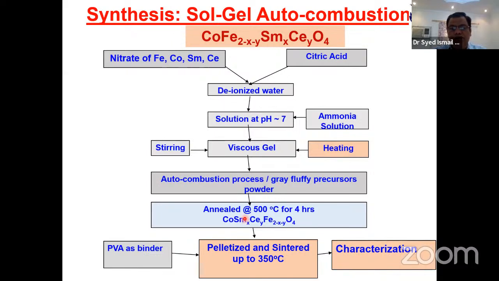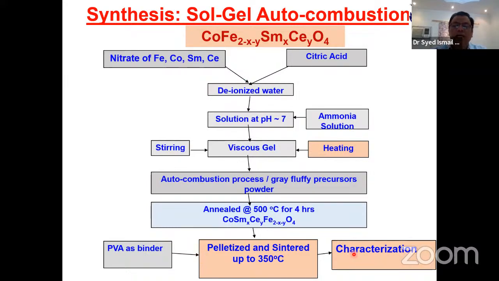This powder is further annealed at 500 degrees centigrade for more crystallinity, and then the powder has been taken and pelletized by pressing with the pelletizer, adding polyvinyl alcohol as a binder. After pelletizing this, the pellets have been sintered at 350 degrees centigrade and further sent for characterization.